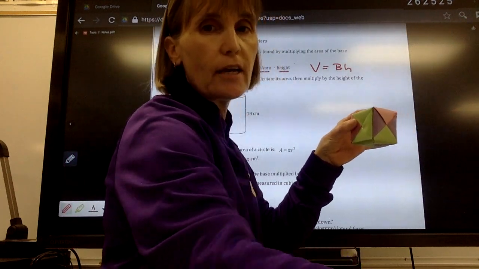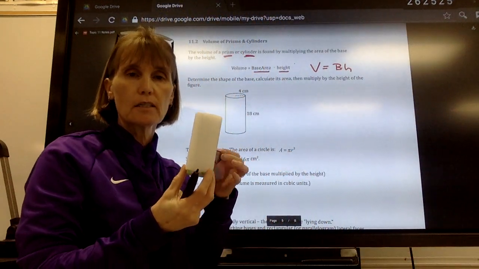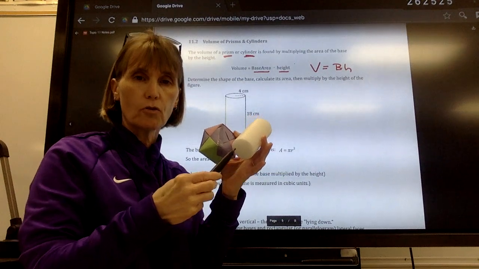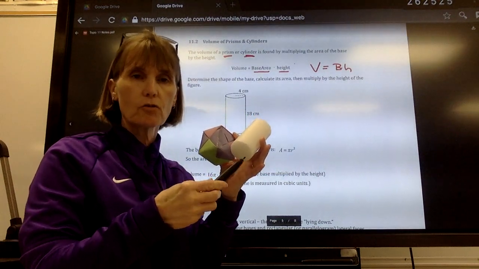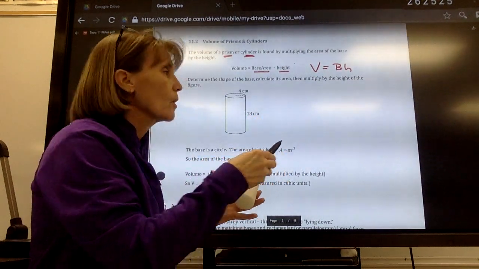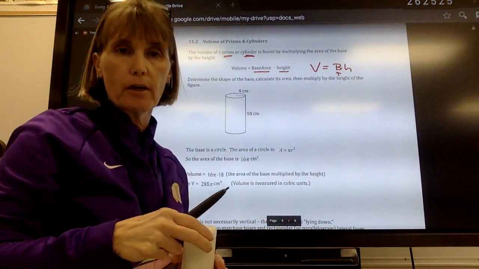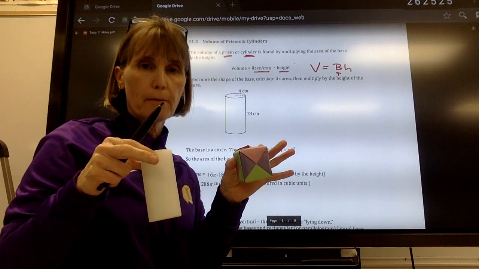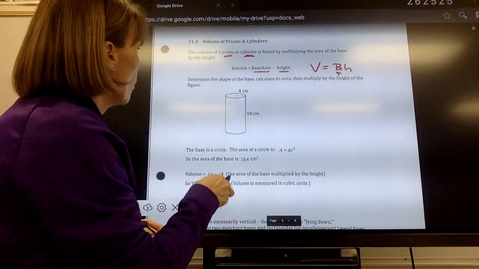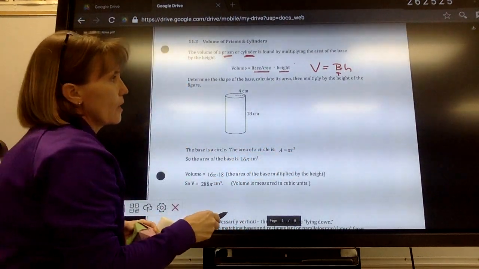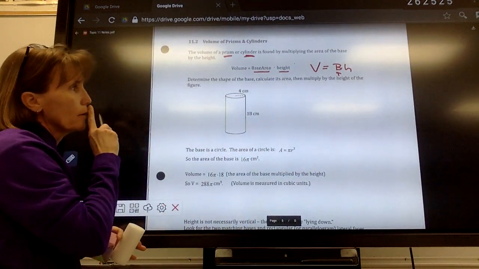Whereas if I have a cylinder, okay, the cylinder's base is a circle. So to find the area of that circle, I have to have a different formula. So we use a capital B for that, and that's going to vary depending on which shape we're talking about, okay? So it says determine the shape of the base, calculate its area, and then multiply it by the height.